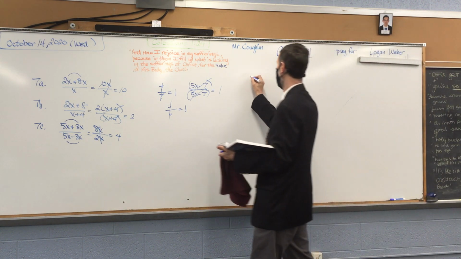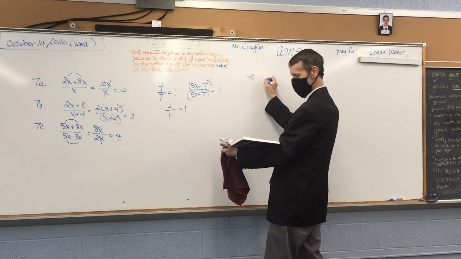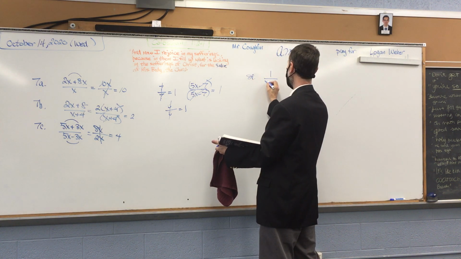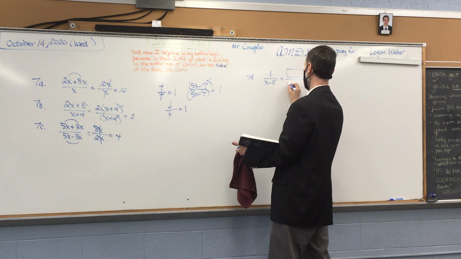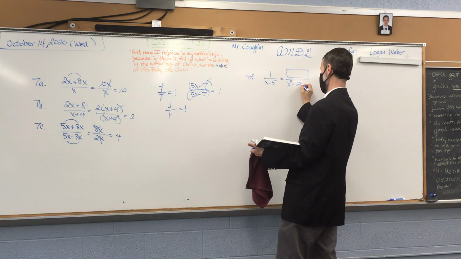8F. It looks like this. 1 over x minus 5 equals something over x squared minus 25.